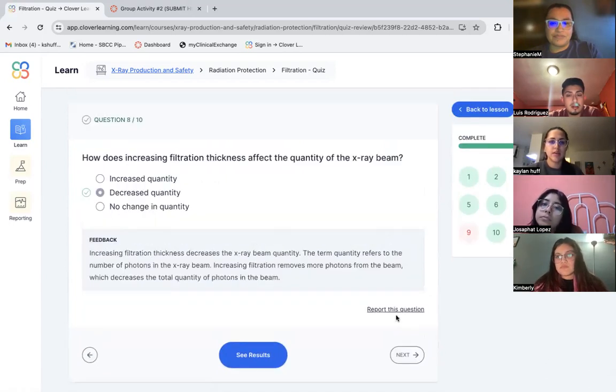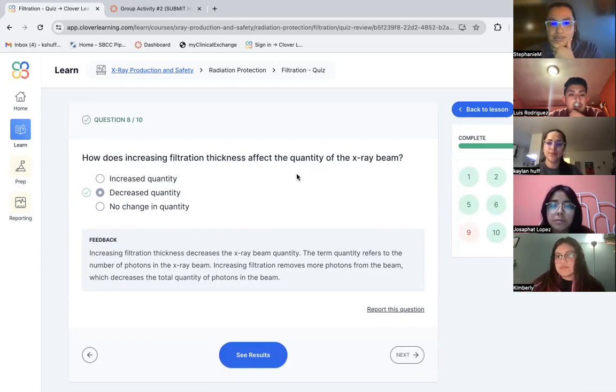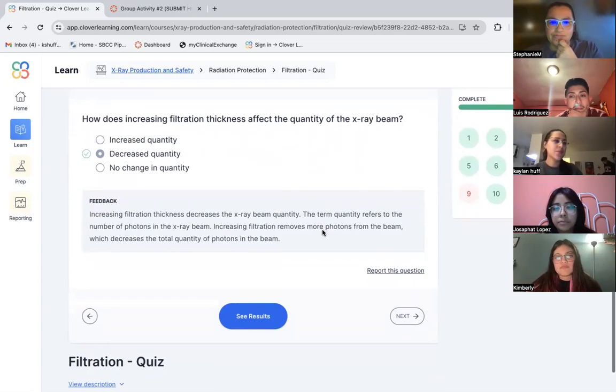And then this one is similar, but it's asking now about the quantity. So if you increase the thickness of the filtration, how much of the photons will get through? Yeah, so this time it's an inverse relationship. Yes, increase the thickness, decrease the quantity. Yeah, because it's absorbing more low energy photons.